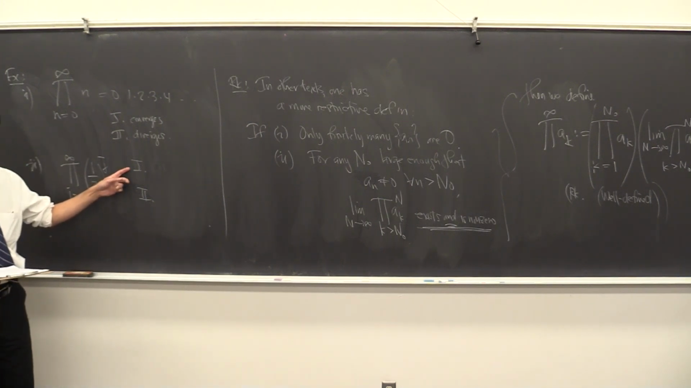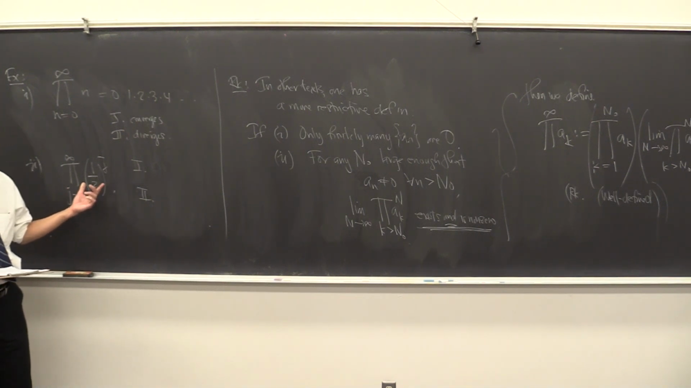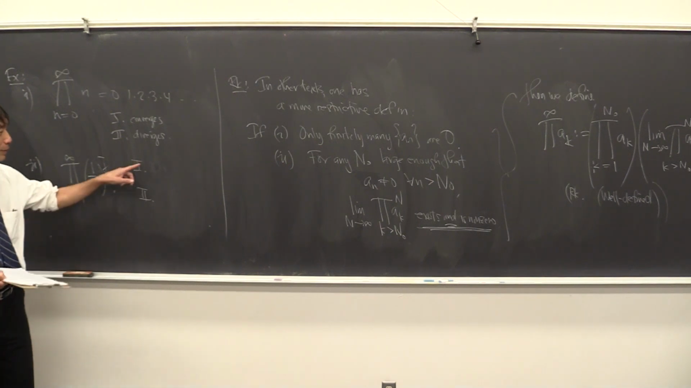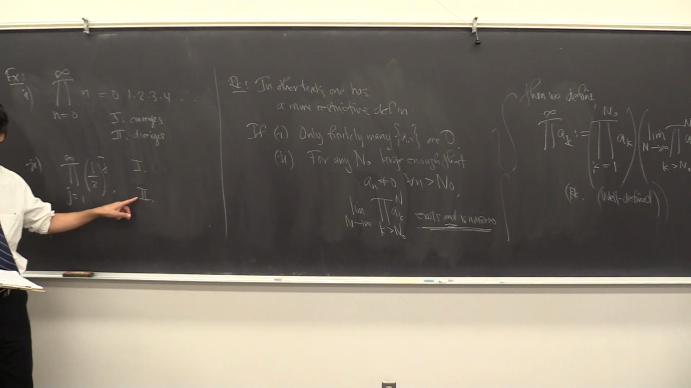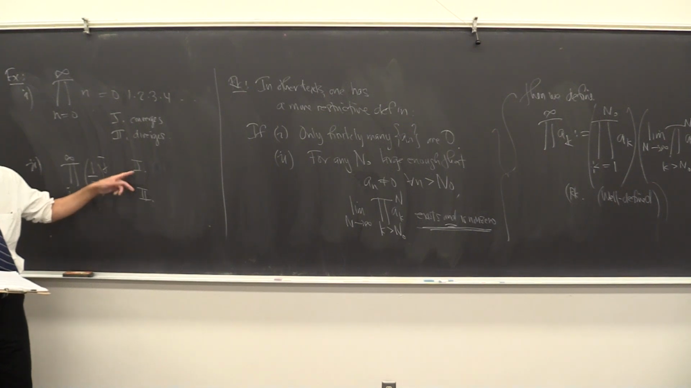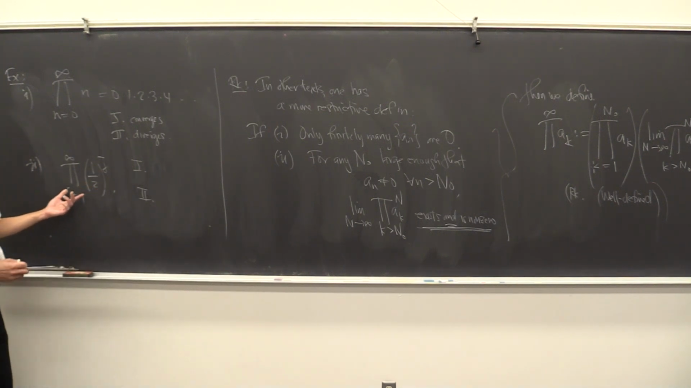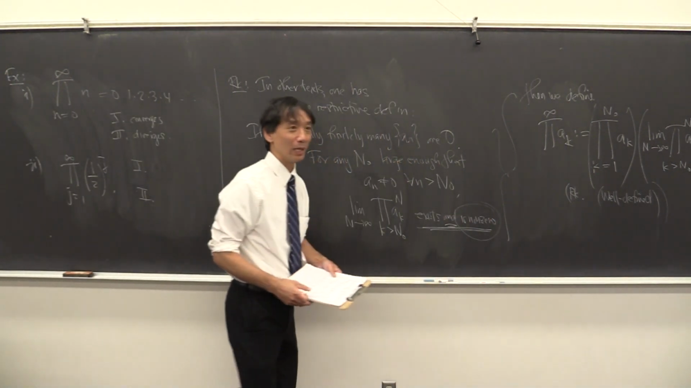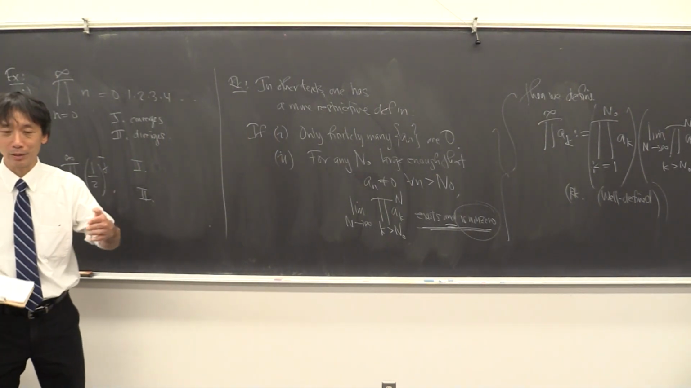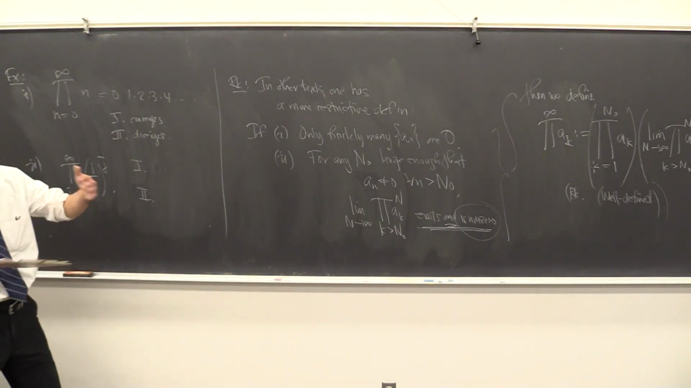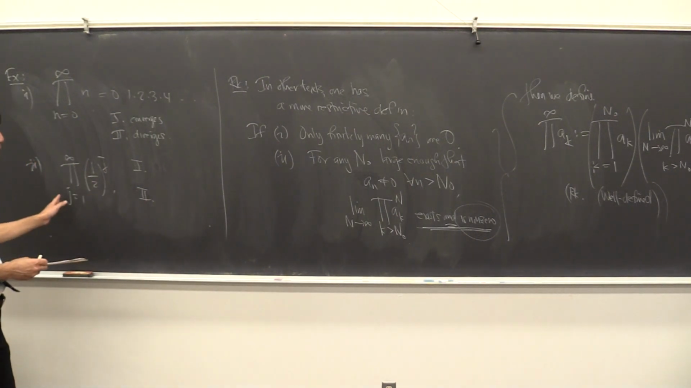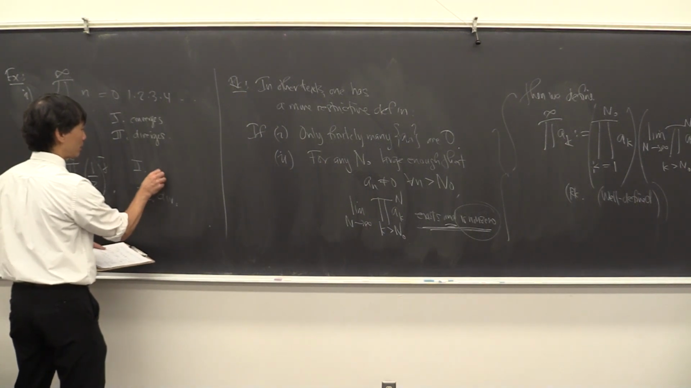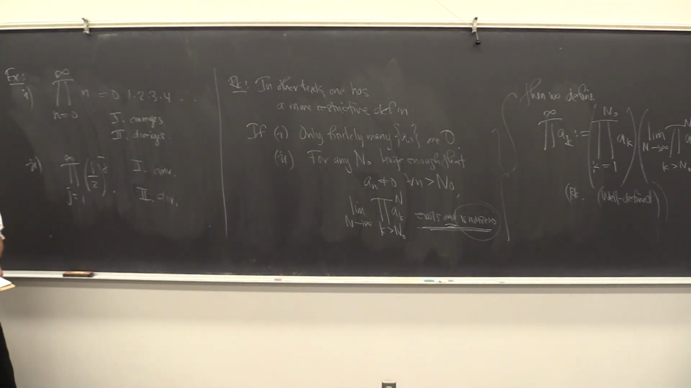What do people think? With respect to 1, does it converge or diverge? Converges, because it's just 1/2 multiplied by itself. So it converges. What about with respect to 2? It doesn't converge. Why not? Because the limit is 0. Because of this condition, the tail of the product has to converge to something non-zero. So this diverges with respect to the second definition. Converges and diverges.